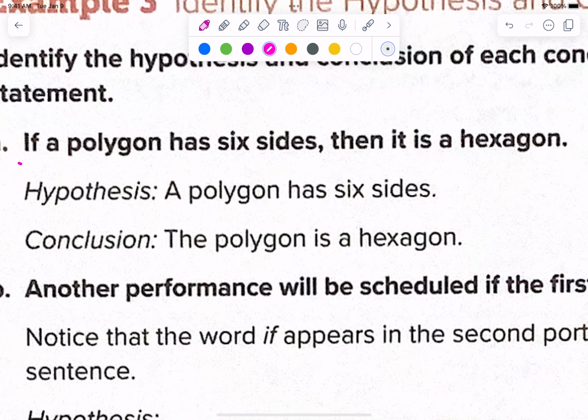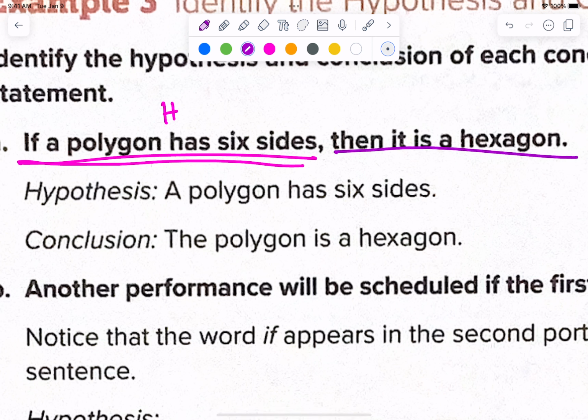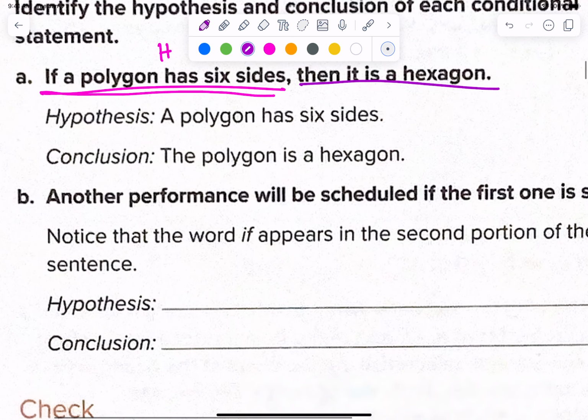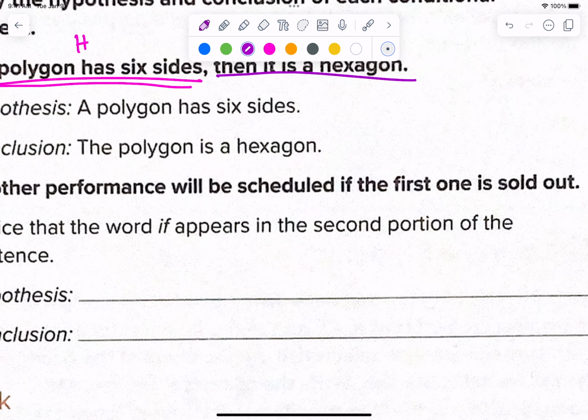If a polygon has 6 sides, then it is a hexagon. If a polygon has 6 sides is the hypothesis, conclusion, then it is a hexagon. HC, if you want to just label them like that, if you have to do that on your homework assignment, perfect. Okay, B says another performance will be scheduled if the first one is sold out.